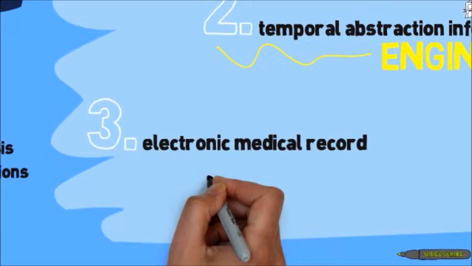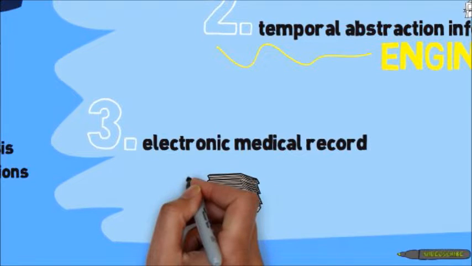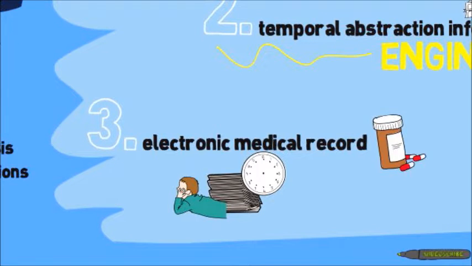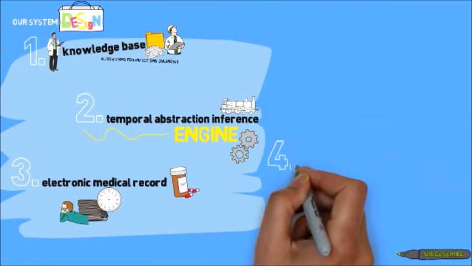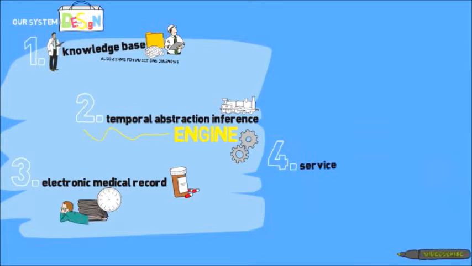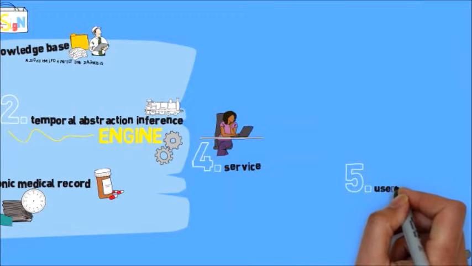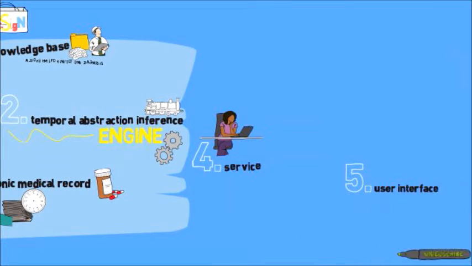The electronic medical record is a database where all medical measures taken from the patients are saved at all time. The service is an abstraction layer which handles requests from users given by the user interface and sends alerts according to the engine diagnosis results. And finally, the user interface.